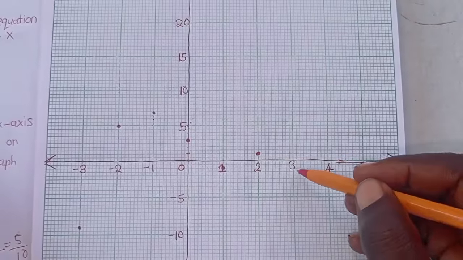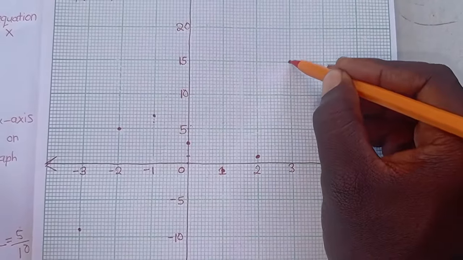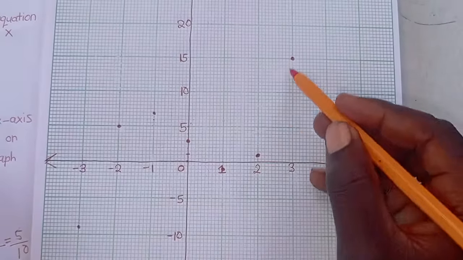The last one, 3, 15. 3 is here, 15 is there. So I do this. This is what I need to do. Have you seen? I join them.